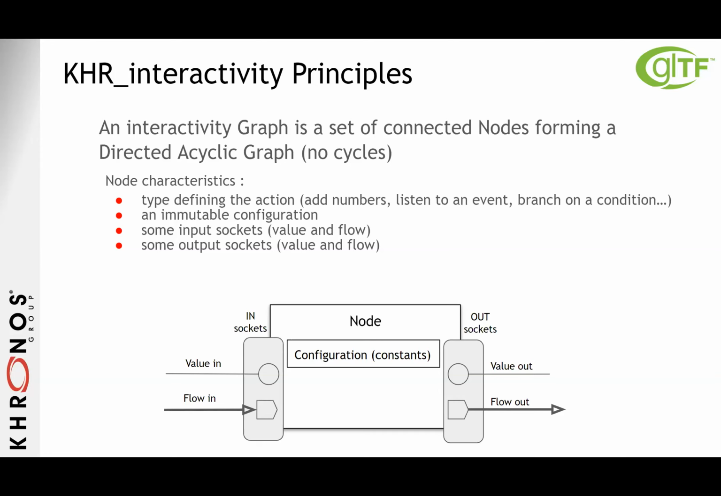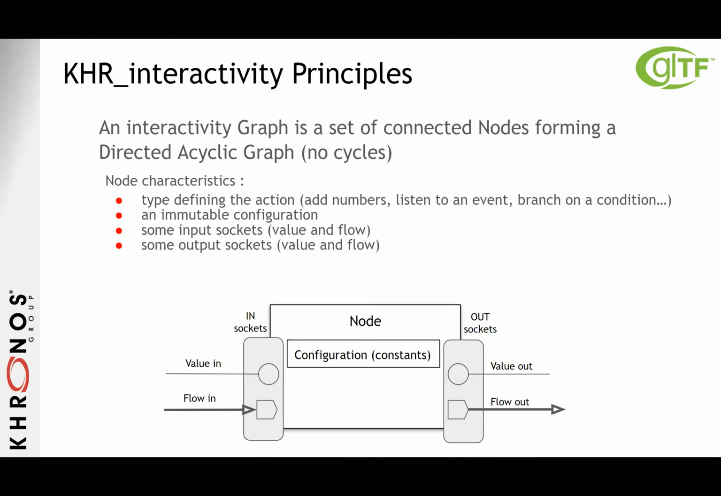So if you look inside a node, what do we have? A node is defined by its type, which says which action is being implemented, like adding numbers, listening to a particular event, or doing a branch. You could also find a configuration, which is some constants, values that are immutable when you run the graph, that configure the node. And you have a bunch of sockets. Sockets are represented on the left and on the right. You have some sockets for inputs and some for outputs.